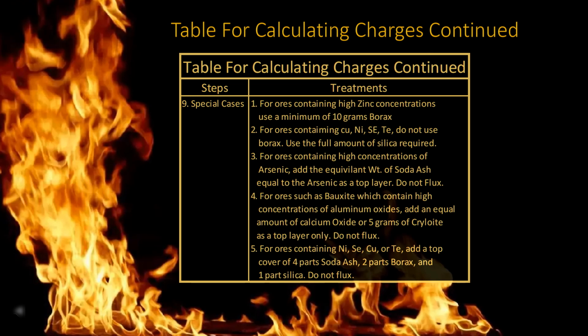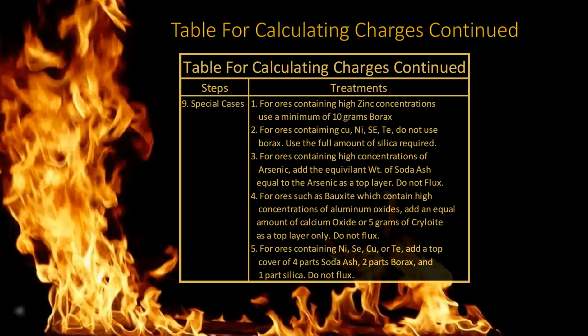If you are dealing with bauxite, you will probably have a large concentration of aluminum oxides. Same with the arsenic. But instead of soda ash, you will need to add an equal amount of calcium oxide, or 5 grams of cryolite. Again, you do not flux, it is a top layer.